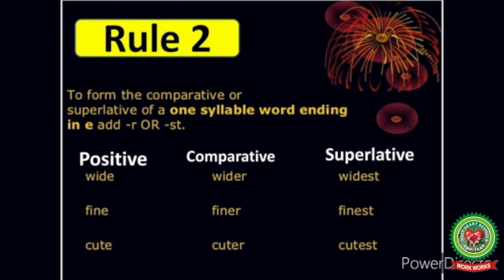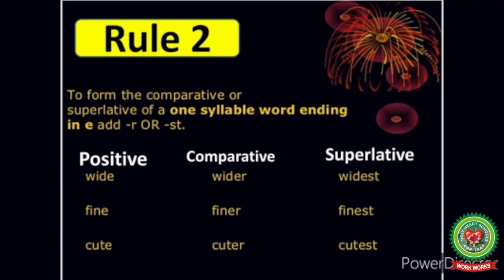Now let's move on to rule 2. The rule says when we have to form the comparative or superlative of one syllable word ending in E, then we add only R and ST. For example, wide, it is the positive degree. It is ending in E, so we will add only R in its comparative degree and it will become wider. And for its superlative degree, we will add only ST and it will become widest.